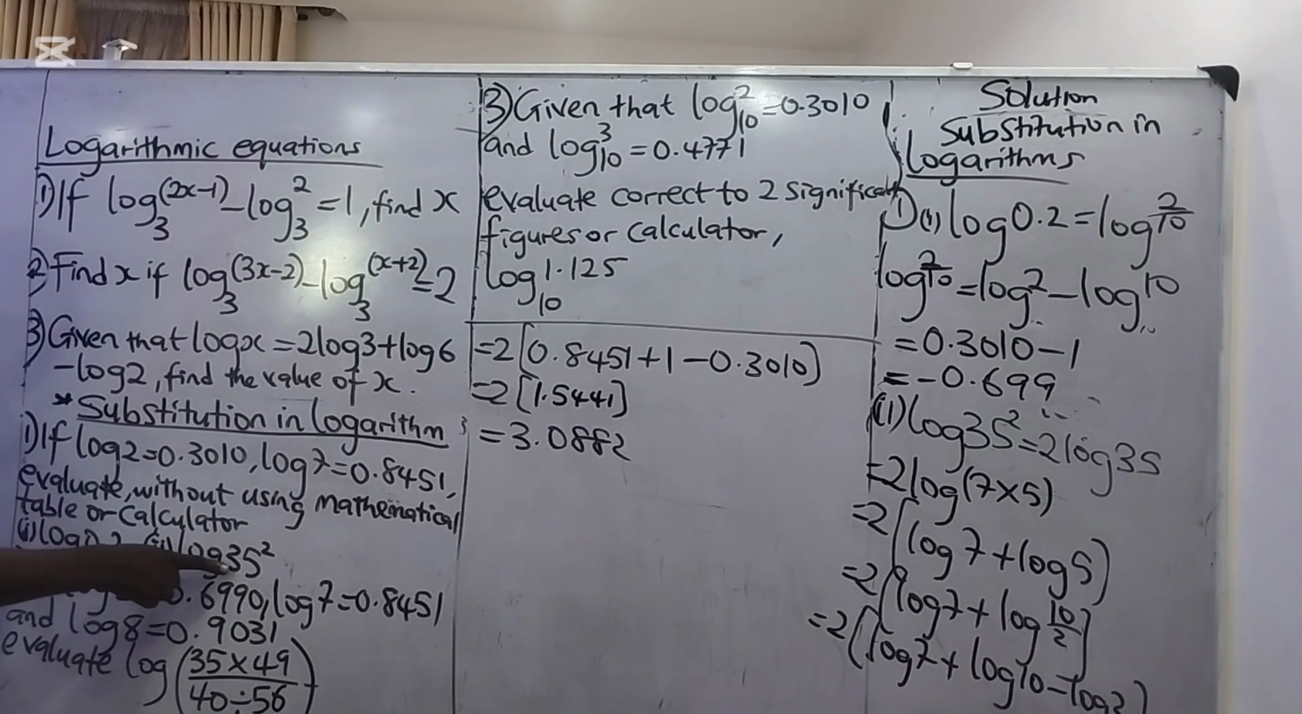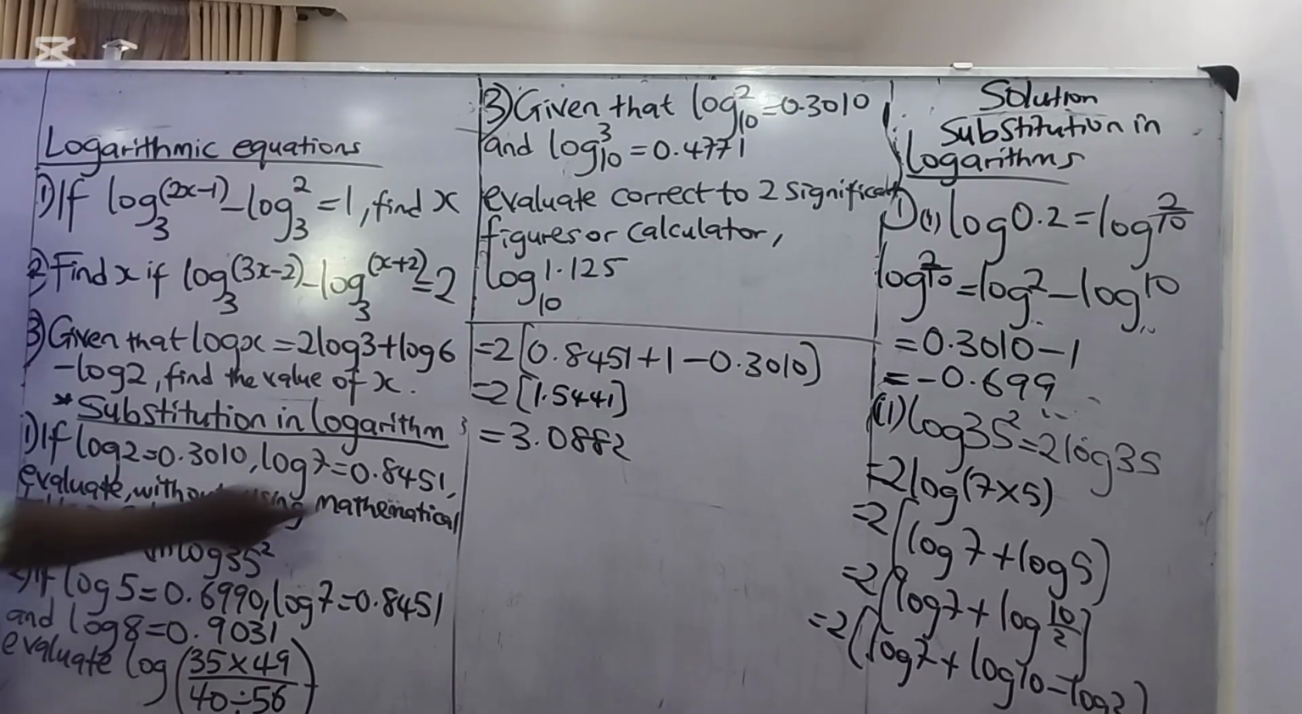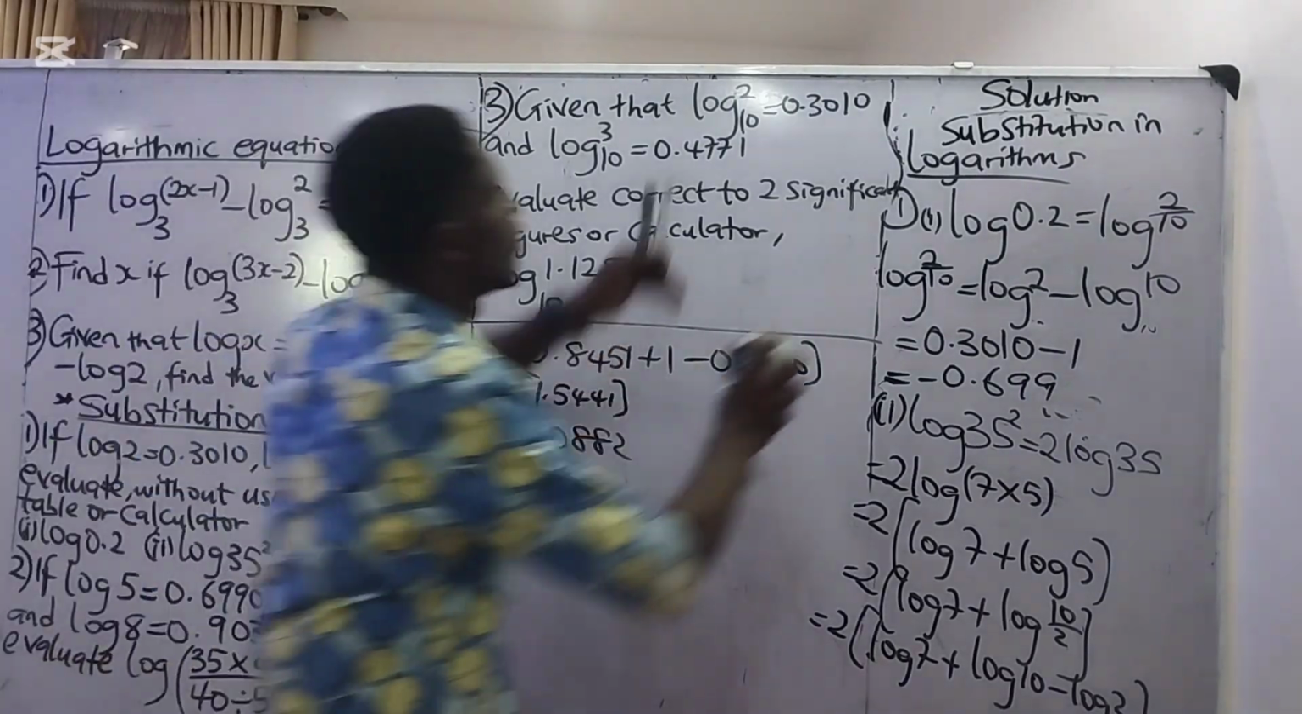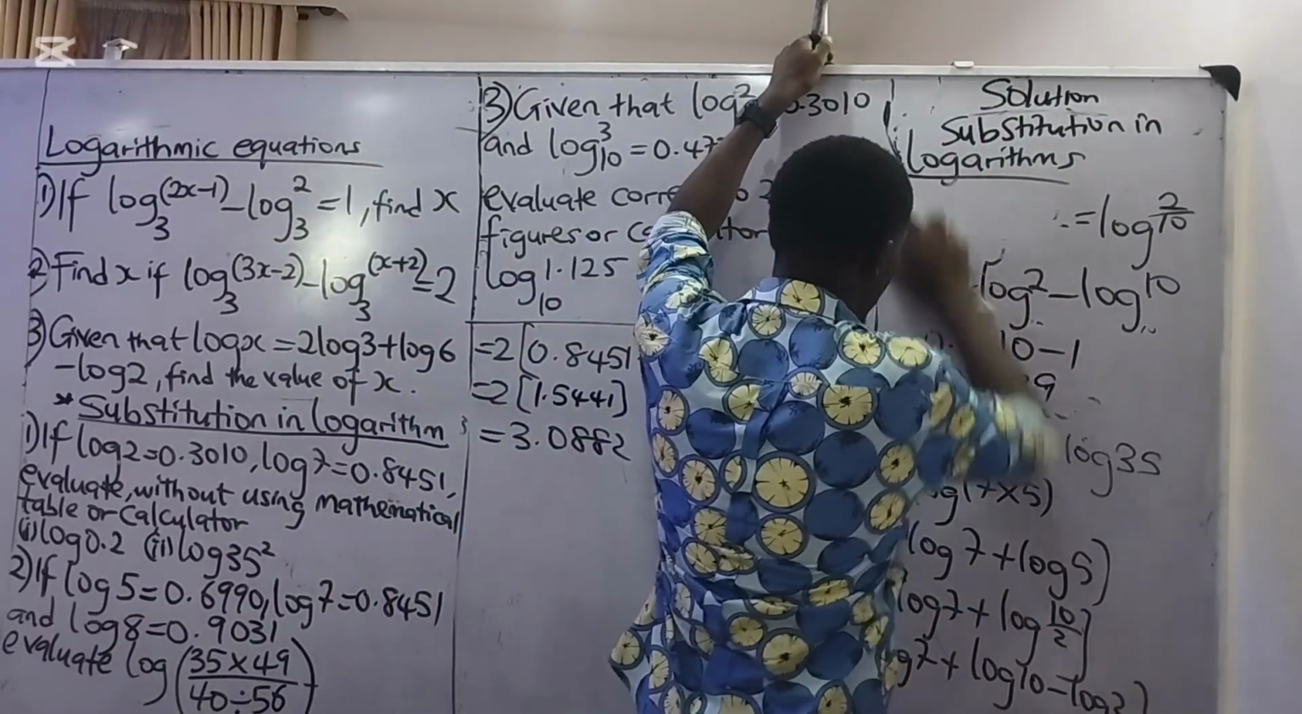3.0882. If you press in your calculator 35 square and find the logarithm, you still get the same answer here. But the idea is that once it's in decimal, you will not get the same answer using your calculator. So you have to be very careful. So let's go to the number 2 question there.